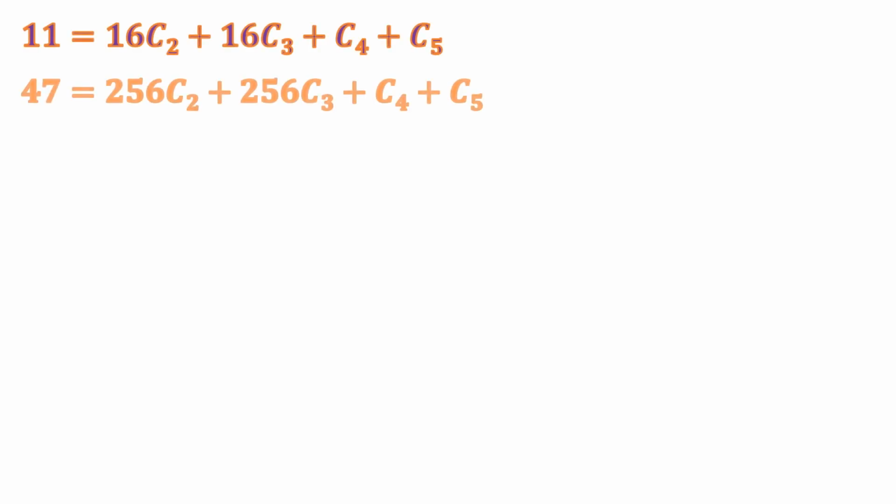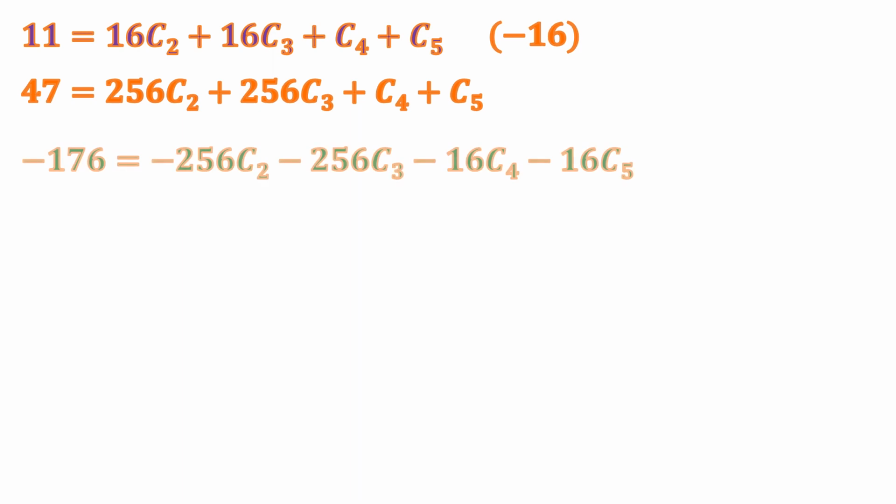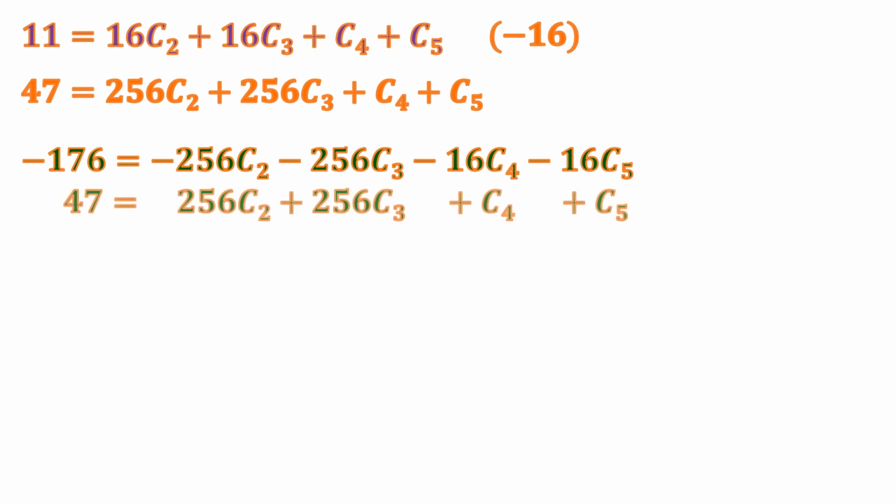Now I want to pair the violet and the orange equation, because if I multiply negative 16 to the violet, then C2 and C3 will be gone. So I just multiply it by negative 16, and it will result to this if you distribute negative 16, and copy the orange. And let's combine this.